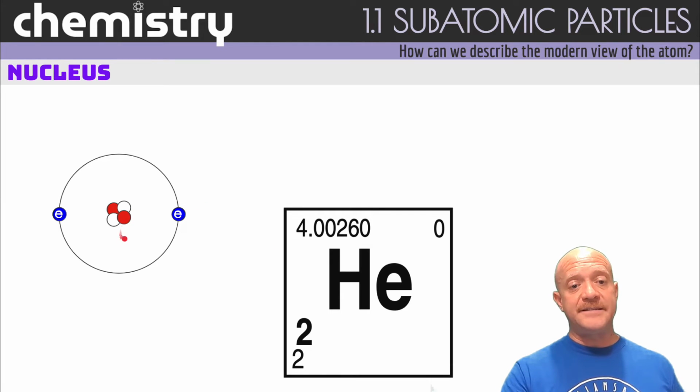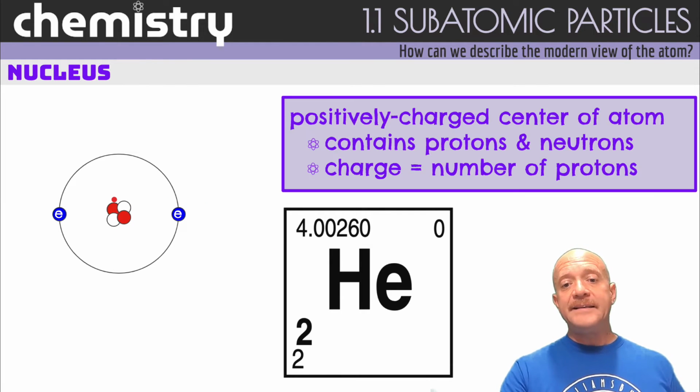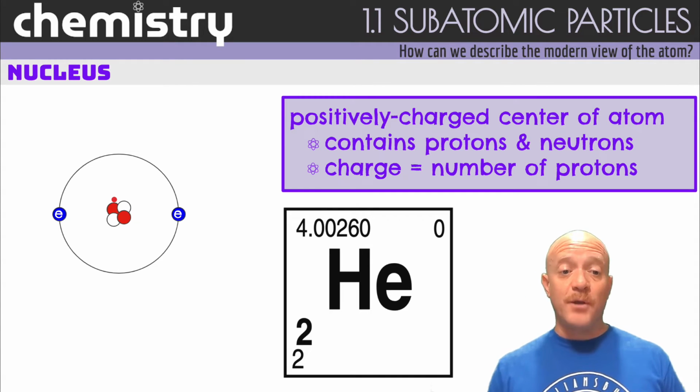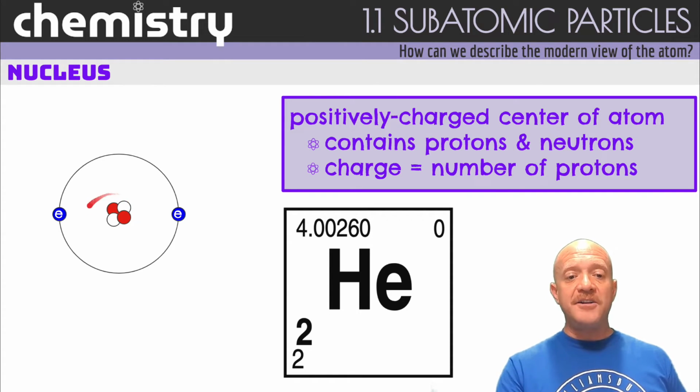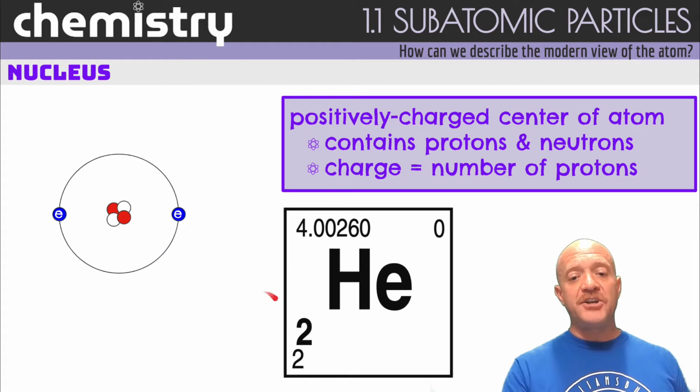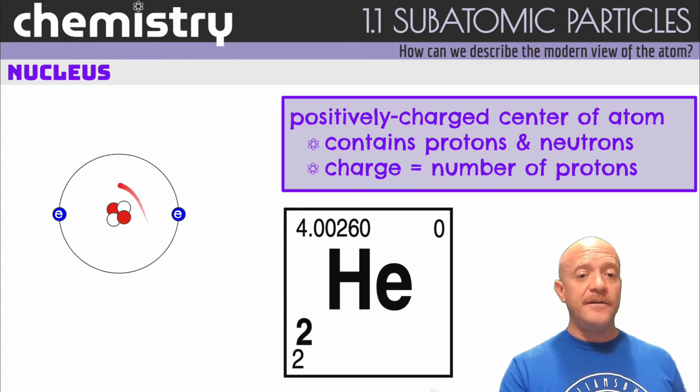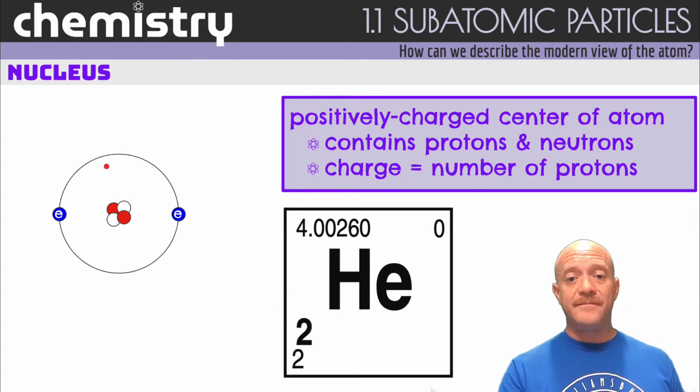The nucleus is the center part of the atom. It is a positively charged center of the atom. It contains protons and neutrons. In this color scheme, red would represent the protons, white would represent the neutrons. And the charge of the nucleus is the same as the number of protons. In this helium atom, the charge of the nucleus is equal to +2.